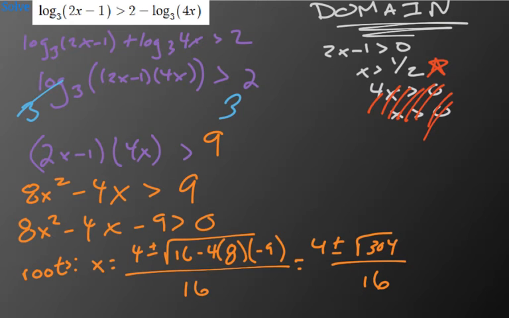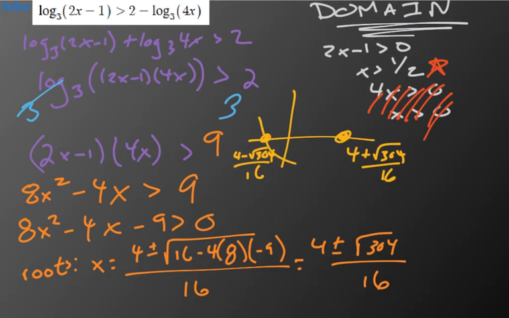And so thinking about the picture, I don't know where these roots are exactly, but I know that 4 minus square root of 304 is below on the number line 4 plus square root of 304. And then we've got this kind of thing where the quadratic is opening up, and we want specifically a greater than 0 situation. So this is my 0. I want to go greater than it. So I want to talk about that part and that part. So it's some sort of or.